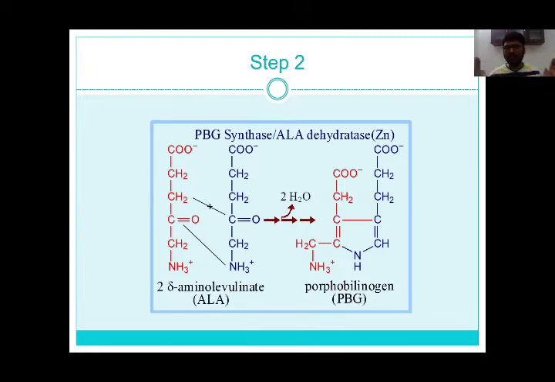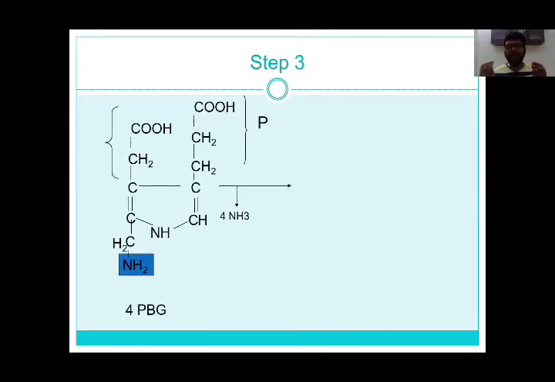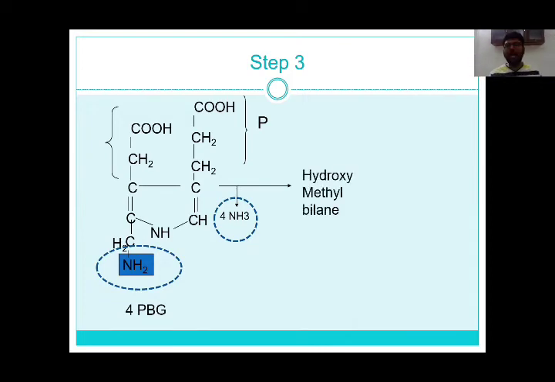What is the next part? We have to join 4 such pyrrole rings to synthesize the porphyrin ring. So how it is done, we will see now. In the next step, 4 porphobilinogen molecules will be linked to each other. During this linkage, the amino group in each pyrrole ring will be removed as 4 ammonia molecules. After removing the amino group, the remaining pyrrole rings will be joined with each other to form a linear structure called hydroxymethylbilane.